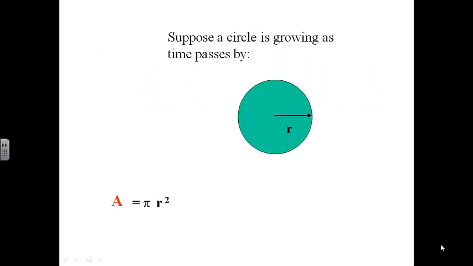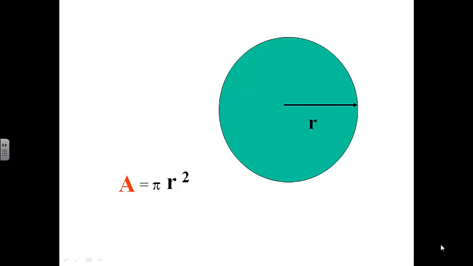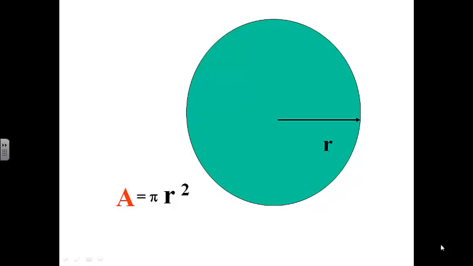Hello everyone, we're going to begin our study of related rates, so hopefully you have something that you can write down. So suppose you have a circle that's growing as time passes by. So it starts off with this area, and then it gets a little bigger, and then a little bigger, and a little bit bigger still. So it's growing as time goes along.